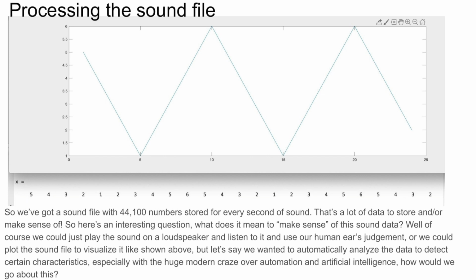So here's an interesting question. What does it mean to quote-unquote make sense of the sound data? Well, of course we could just play the sound on a loudspeaker and listen to it and use our human ear's judgment, or we could plot the sound file to visualize it, like shown above. But let's say we wanted to automatically analyze the data to detect certain characteristics, especially with the huge modern craze over automation and artificial intelligence. How would we go about doing this?